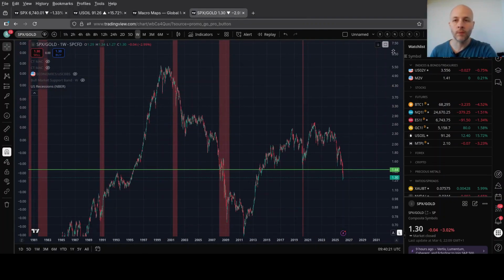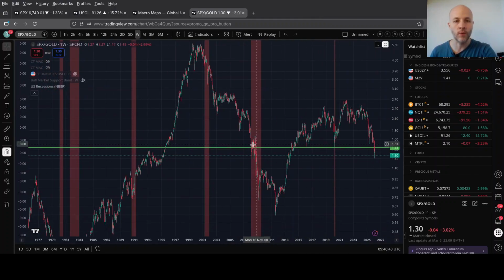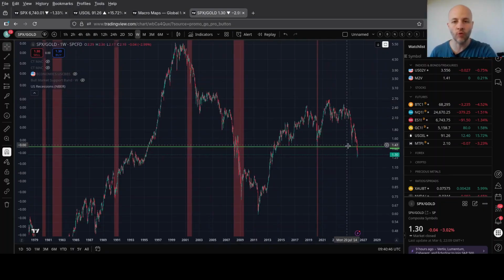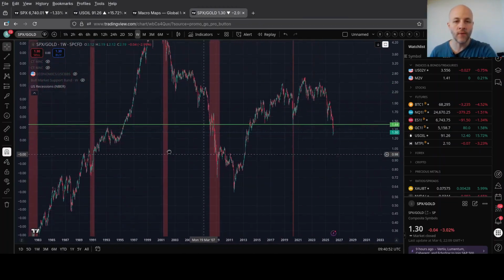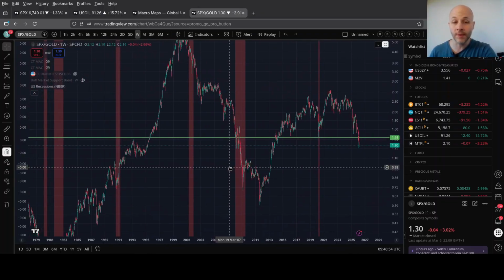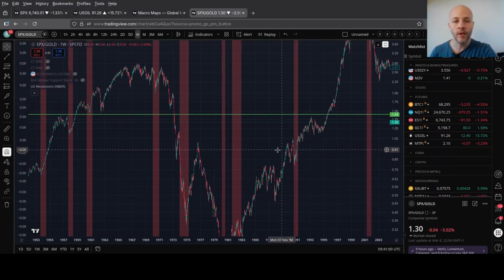So if you've been watching some of my videos, I've brought up this chart several times. This is the S&P 500 priced in gold, and whenever the S&P 500 drops below this support or resistance level, which is at the 1.44, usually it's not a good sign for the S&P 500. It dropped below this level a couple of weeks ago, and pretty much about 80% of the times that the S&P 500 drops below this level, this is when it's been in recessions.